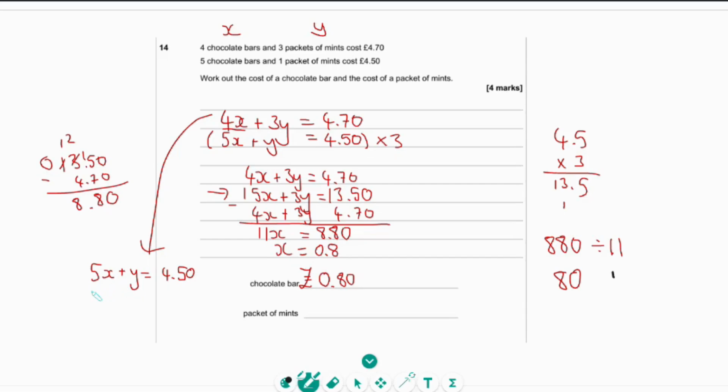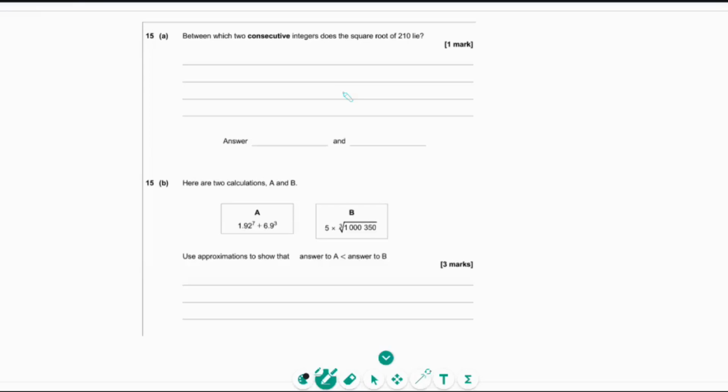So 5 times 0.8. 5 times 8 is 40. 5 times 80p would be £4. So 5 times 0.8 is 4. Plus y is equal to £4.50. Let's subtract £4 from both sides, which gives us the mints being 50p. I'm just going to check it into the other equation.